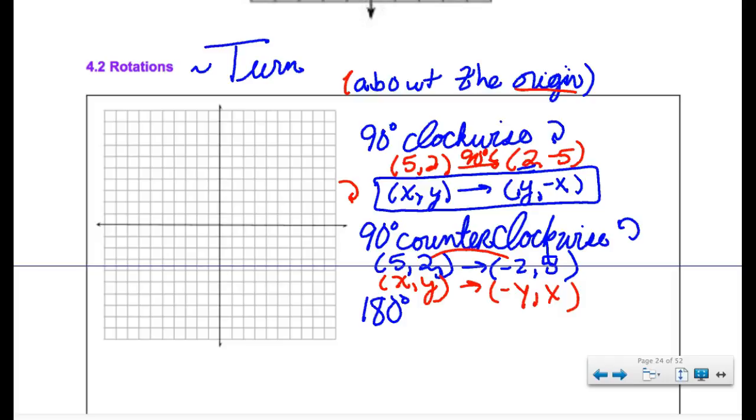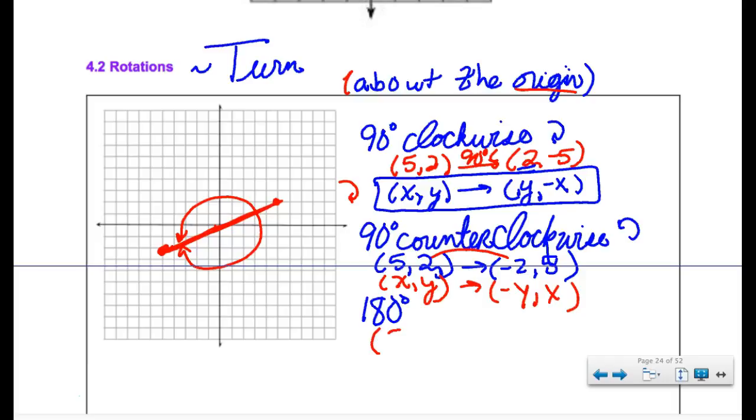The last one, let's go back to our original point, (5, 2). We're going to do a 180. A 180 is a straight line. So watch, if I do the straight line there, (5, 2), it's going to go right over here, straight across. That's your 180, and that's why it doesn't matter if you go counterclockwise or clockwise, because it's the same either direction.